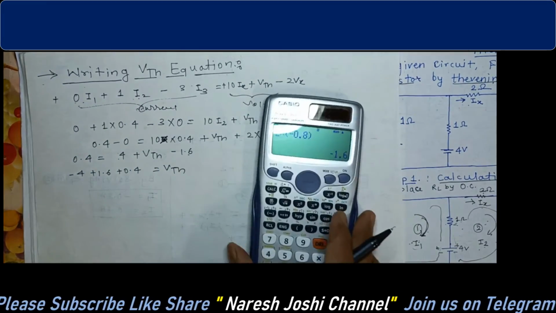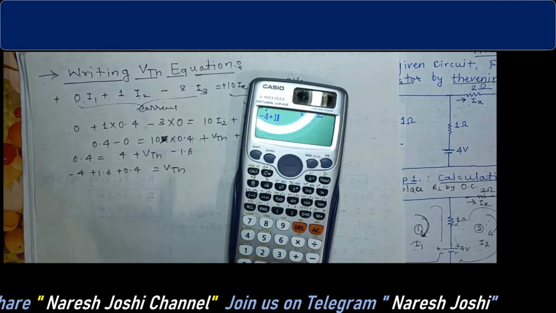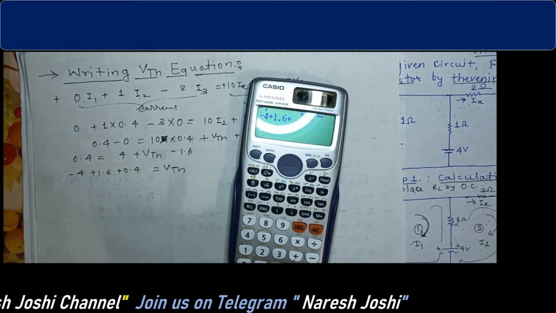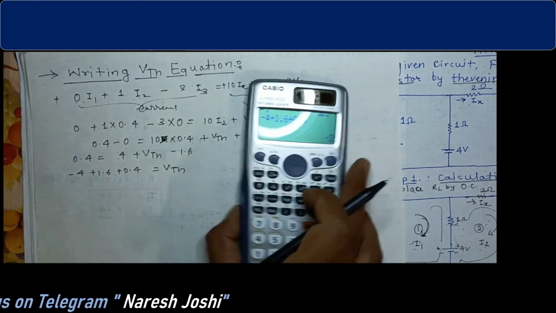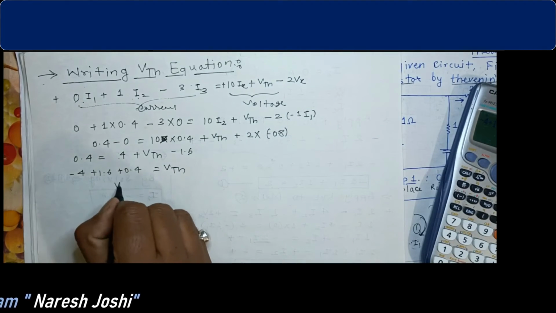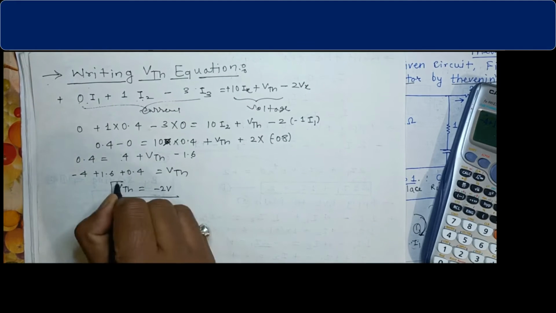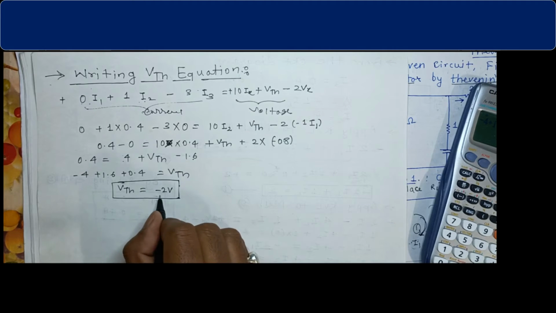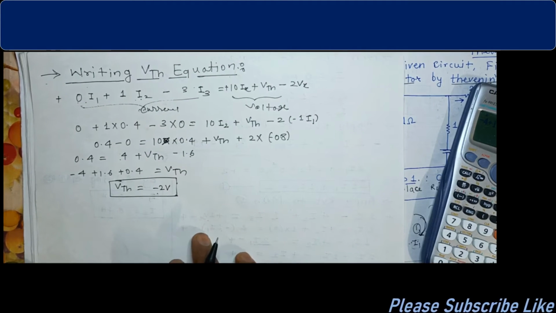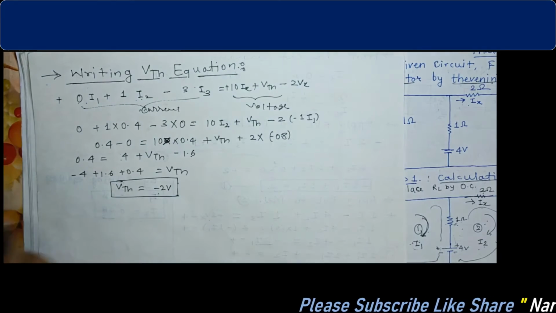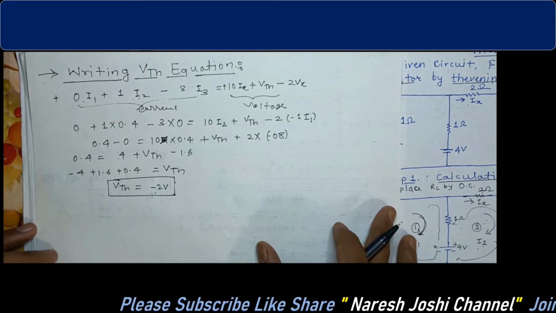So we can simplify it. Minus 4 plus 1.6 plus 0.4 gives minus 2. So the value of VTH we have found is minus 2 volts. In the calculation it can be negative, but in practical terms it need not be negative. So we have calculated the VTH, and this is our first step. Now you can see how lengthy this video will be.